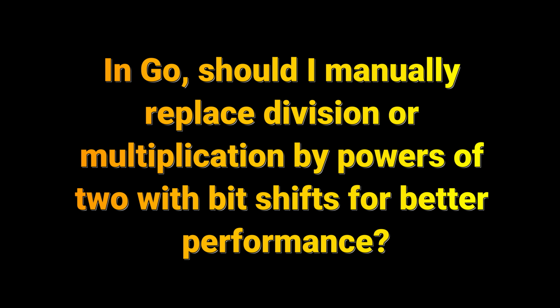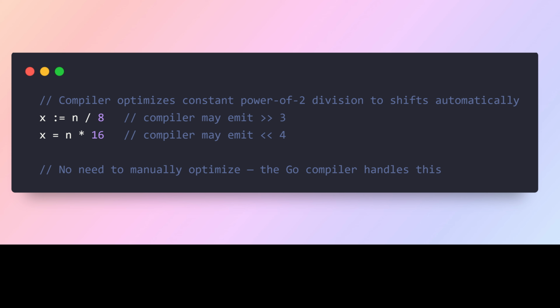Question: in Go, should I manually replace division or multiplication by powers of 2 with bit shifts for better performance? No, you do not need to do that. The Go compiler is smart and already optimizes this for you. When you divide a number by a constant power of 2, like 8, the compiler can turn it into a right shift. When you multiply by a power of 2, like 16, the compiler can turn it into a left shift. This means your normal code is already fast, and writing clear code is better than manually using shifts.